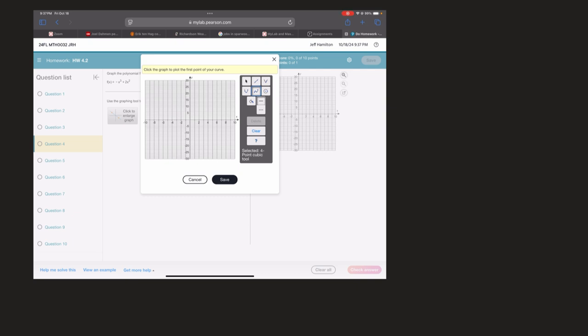One of the points from my factoring, that you'll see in a second, and that I showed with the other question, is 0, 0. So there's 0, 0. Another one is 2, 0, which is right there. Another point is 1, 1, right there.